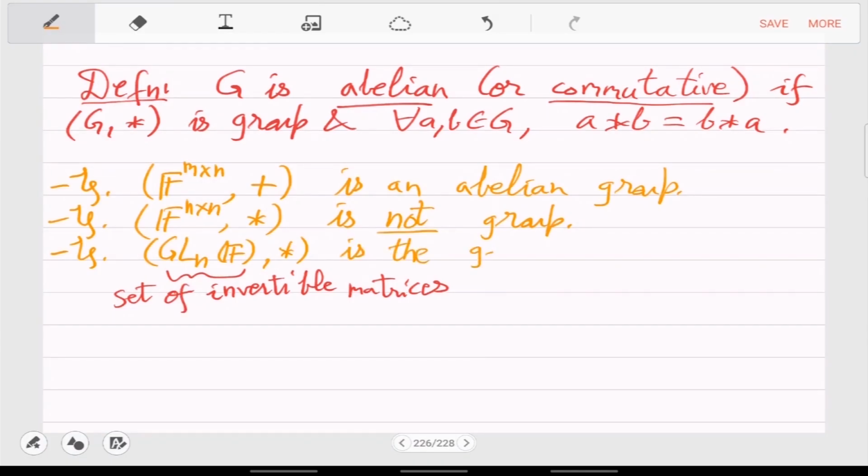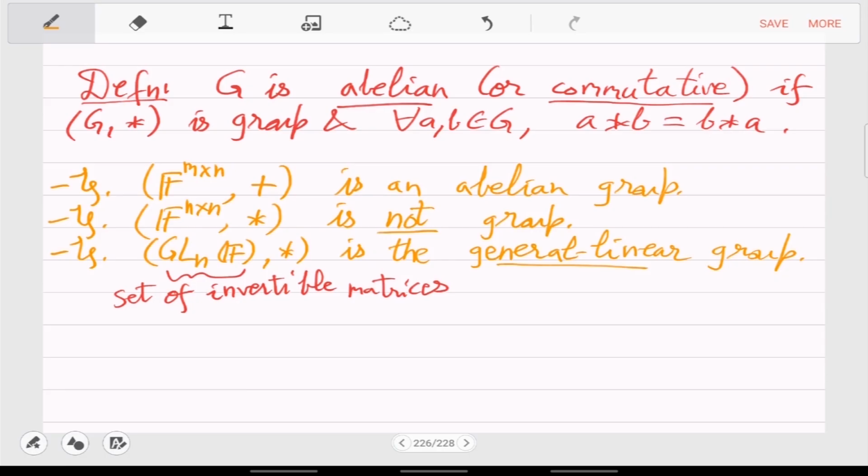This is the general linear group. If you only look at multiplicative inverse, so only the matrices which are invertible, then that set will form a group, because when you multiply two invertible matrices, you always get an invertible matrix, right? So that will form a group with identity E being the identity matrix.